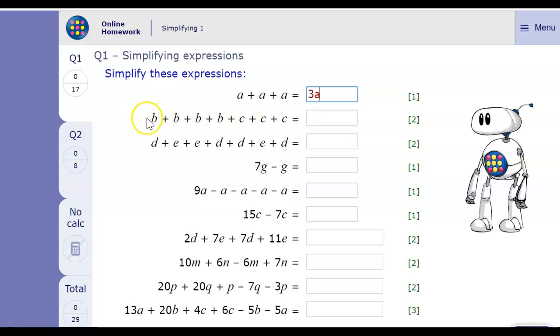Now we've got different ones. So we've got B plus B plus B plus B, and then C plus C plus C. So these ones are like, and these ones are like, but we can't put them together. So we're going to end up with 2 terms in our answer. What do you think the first one is? 4B and plus 3C, good.